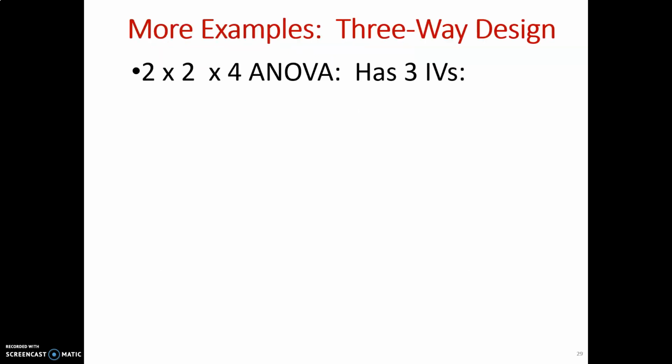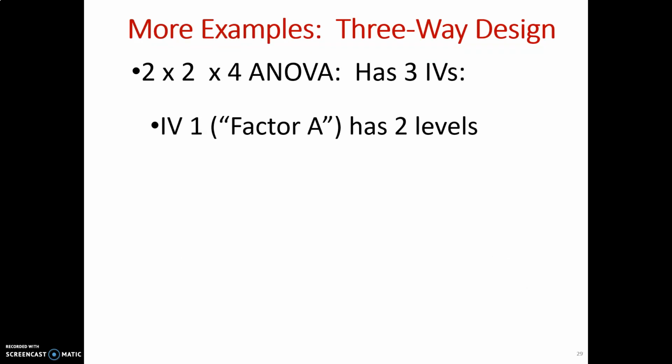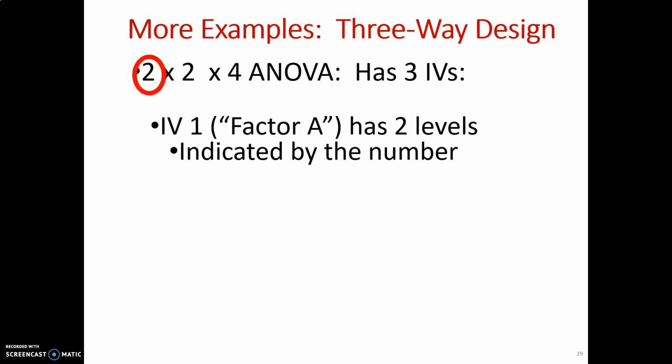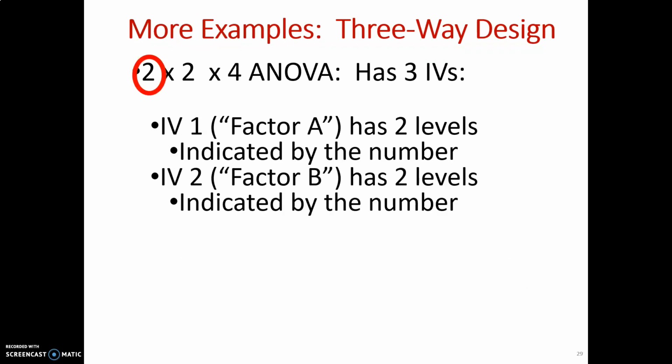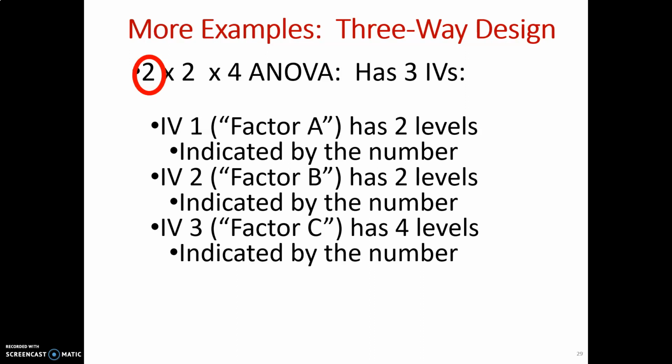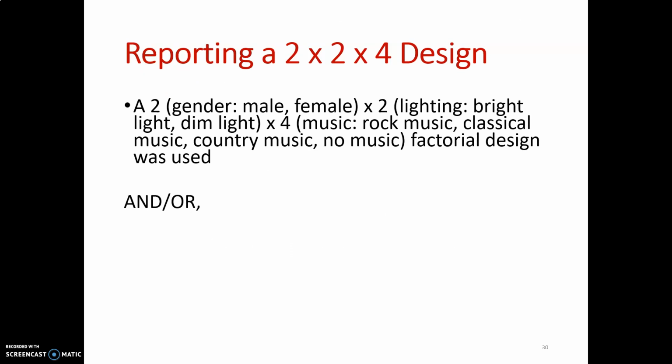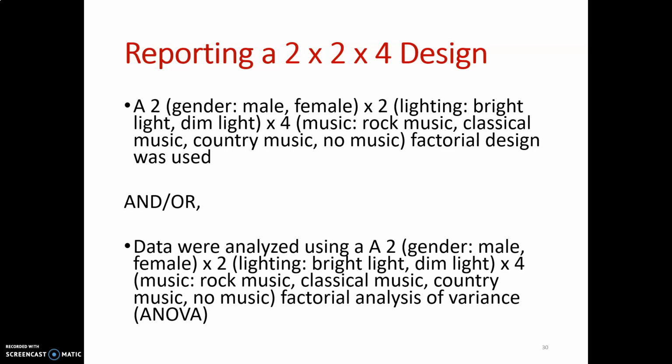If we had a 3-way design, we have 3 independent variables. Factor A has 2 levels. Factor B has 2 levels. Factor C has 3 levels. 1, 2, 3. 2x2x3. Right, here's how we would describe it. Again, talking about the factors and the levels, and the idea that we're using an ANOVA.